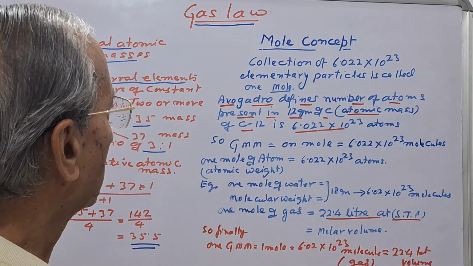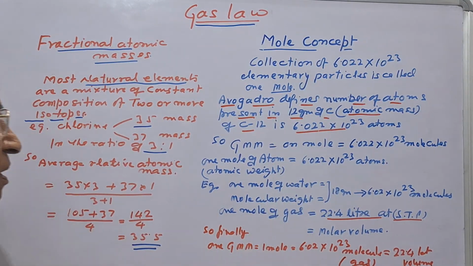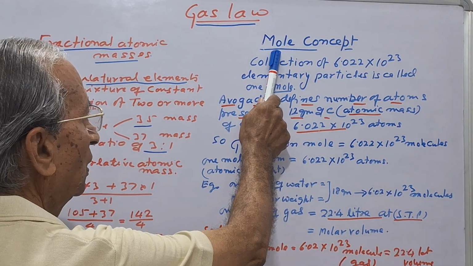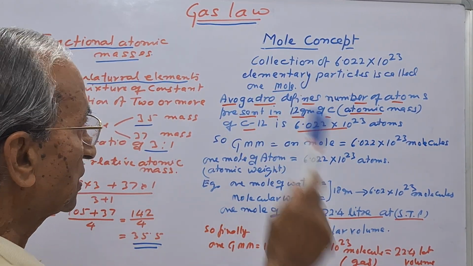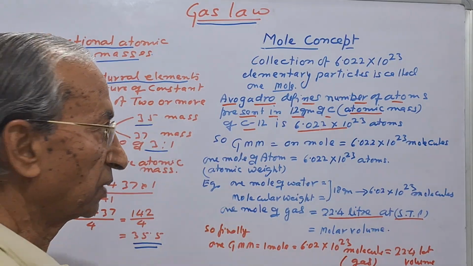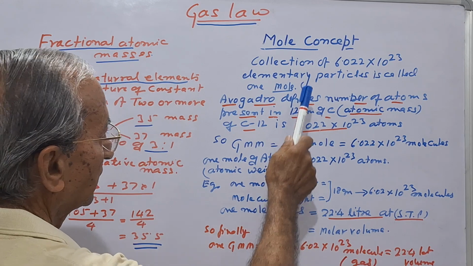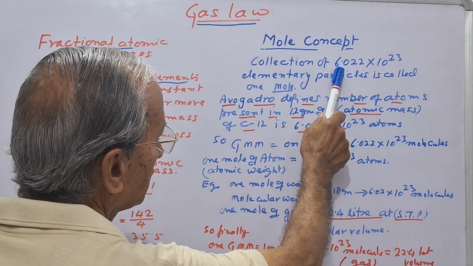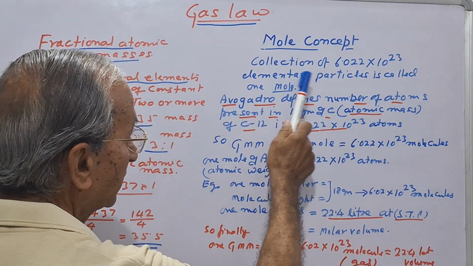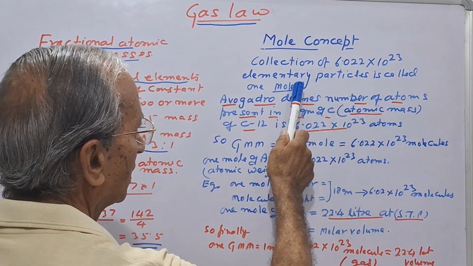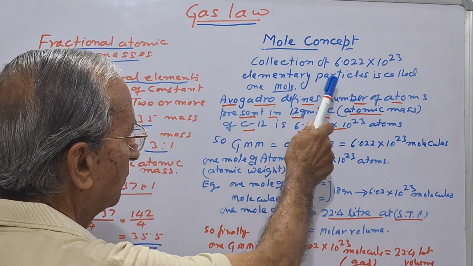Today I will explain you mole concept. You see, mole and the concept. What is the concept of the mole? This mole represents the molecules. Generally, we say that the collection of 6.022 into 10 to the power 23 elementary particles is called 1 mole. Here what is used? Elementary particles.